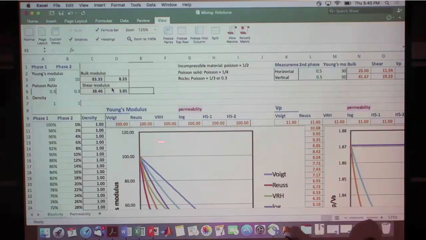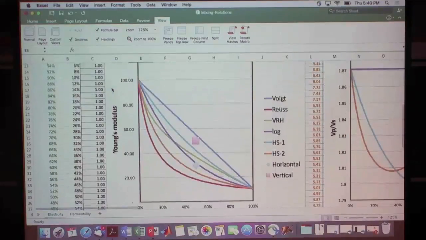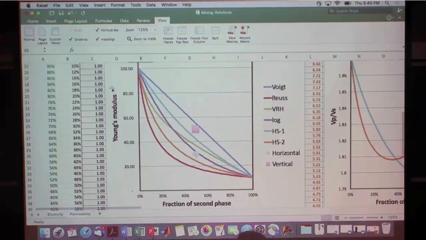And then the graph that you see there shows the various idealized mixing relations that Wenlu just introduced us to. The Voigt bound is this blue line here. The Reuss bound is this one here. So ideally, nothing is going to go outside of those bounds. Cross your fingers. The Voigt-Reuss-Hill average would be this green line. The two Hashin-Shtrikman bounds are the blue and orange lines here.